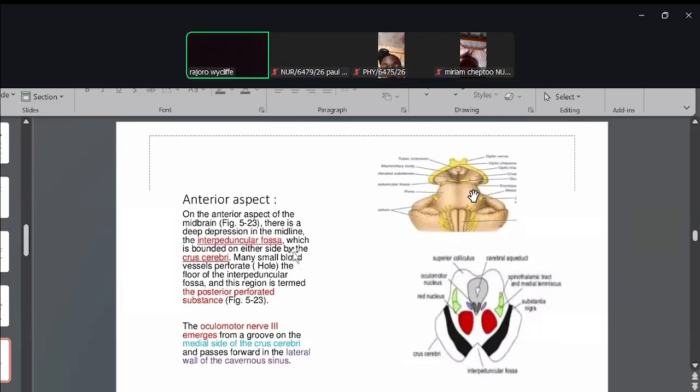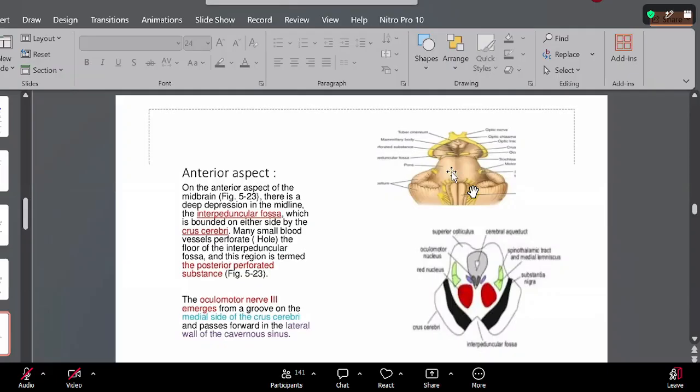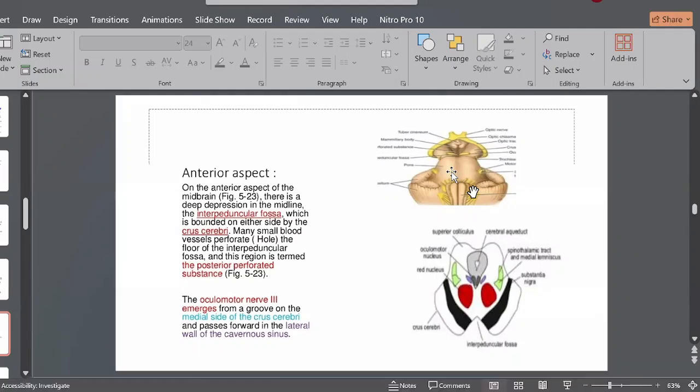Now, on the anterior aspect of the midbrain, there is a deep depression in the midline. You're able to see it here. We call it the interpeduncular fossa, which is bound on either side by the crus cerebri. Many small blood vessels perforate the floor of the interpeduncular fossa, and this region is termed the posterior perforated substance. The oculomotor nerve, nerve number 3, emerges from a groove on the medial side of the crus cerebri and passes toward the lateral side of the cavernous sinus here.